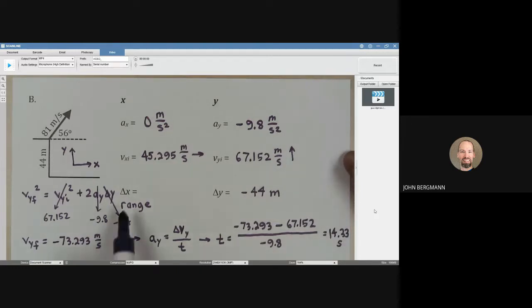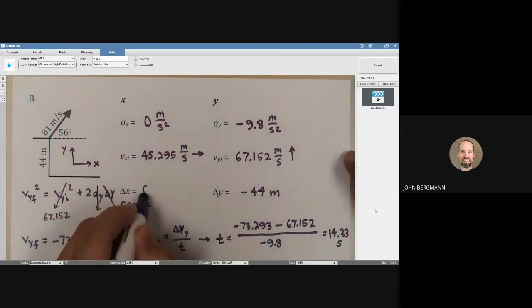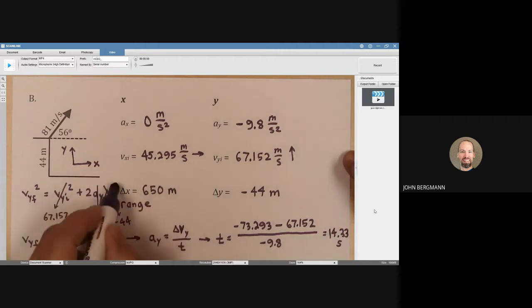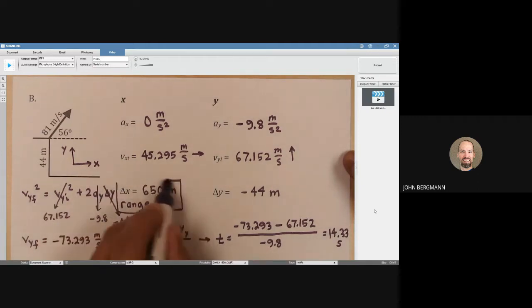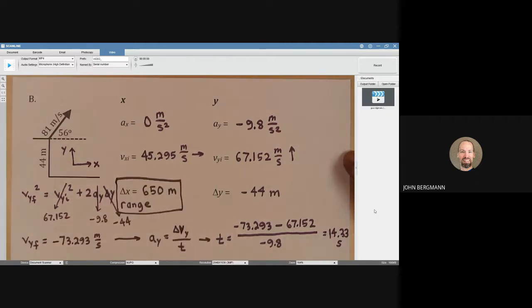And now in the x direction, x displacement equals x velocity, which is constant, multiplied by time. 45.295 multiplied by this time of about 14 seconds. And since range is what we're after, I'm going to round to the proper number of significant figures here, which is 2, 650.